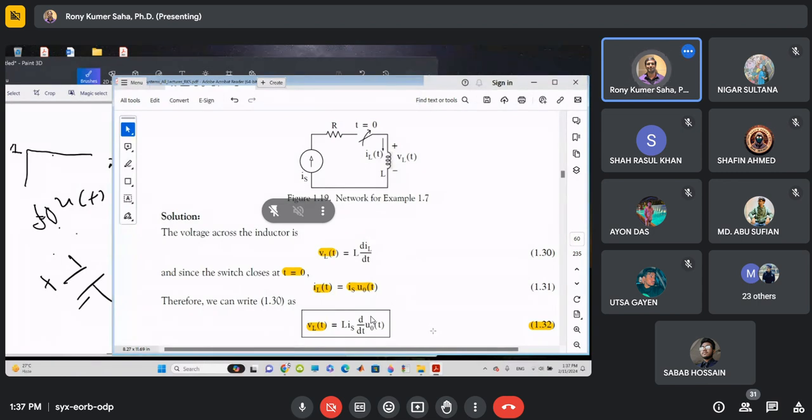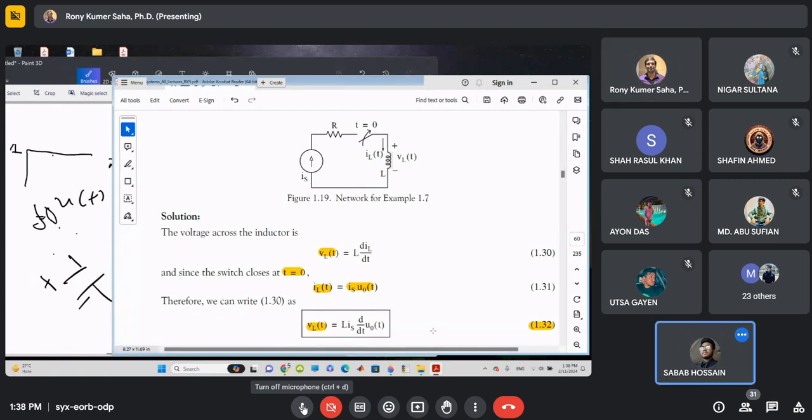So what does it mean? The unit step function's value is fixed. If you take the derivative of any fixed value, the result is zero. So VL is zero. So what have we done so far?